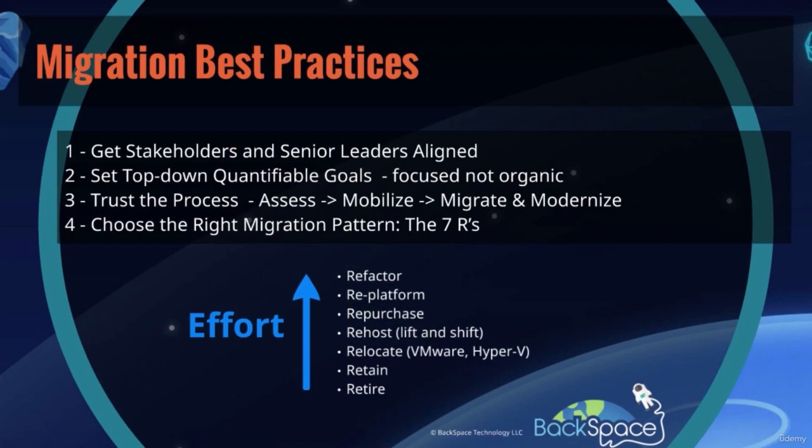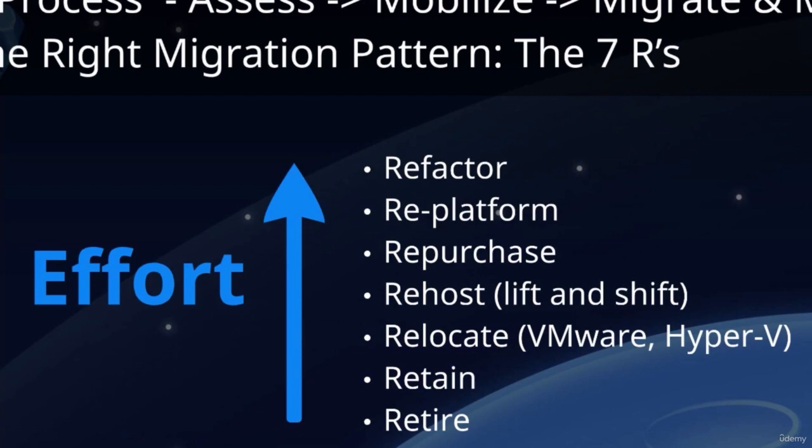Next, within your migration process, you need to make sure that you choose the right migration pattern. And there are 7 R's to achieve that. The first one is to refactor, and that involves the most amount of effort, and that is going to completely redesign your entire architecture and all of the underlying infrastructure that is involved within that.